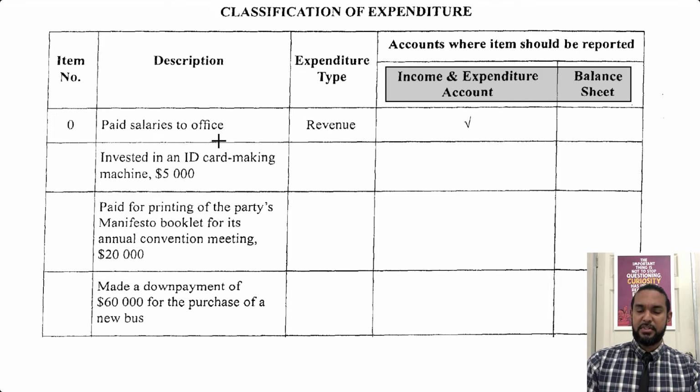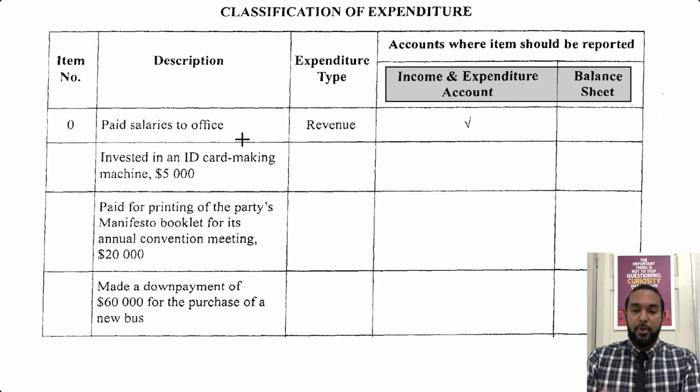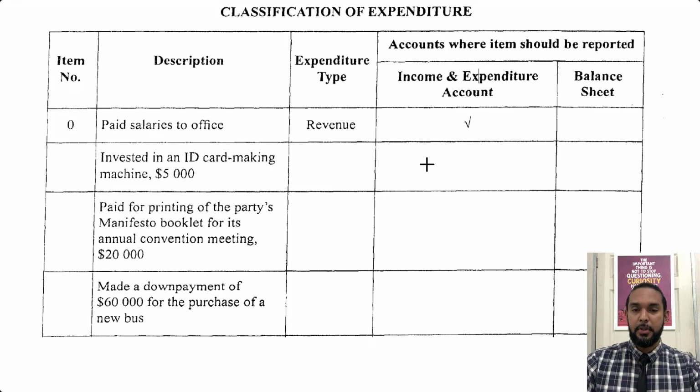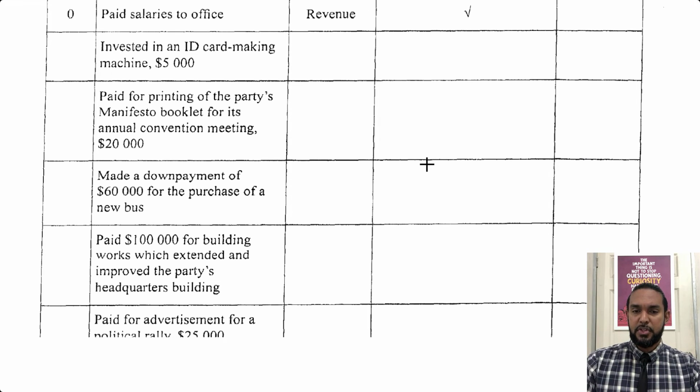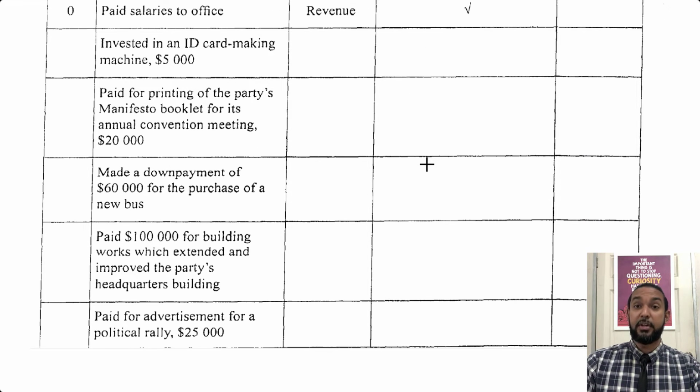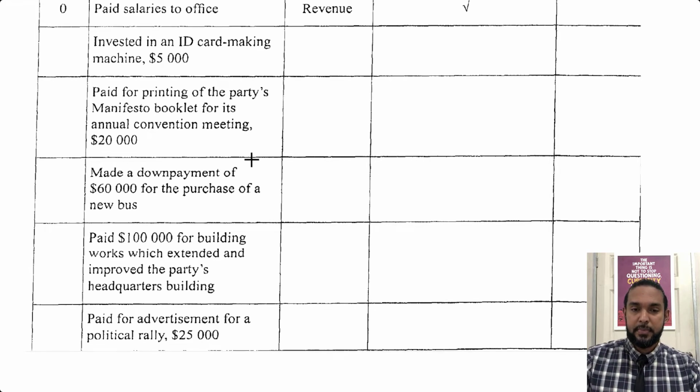Because paid salaries to office. So salaries, that doesn't acquire fixed assets, or non-current assets, I should say, right? So that's definitely not capital expenditure. That is definitely revenue expenditure and will end up in the income and expenditure account. Okay, so let's scroll down so we could see the rest of the items and we could get around to classifying them.